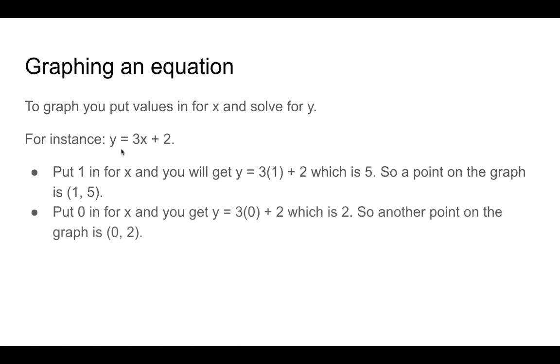If I put 0 in for x, you would get y equals 3 times 0 plus 2, which is 2. So another point on the graph is (0, 2), because 0 was our x, and y equals 2, which is the answer when we solve this.